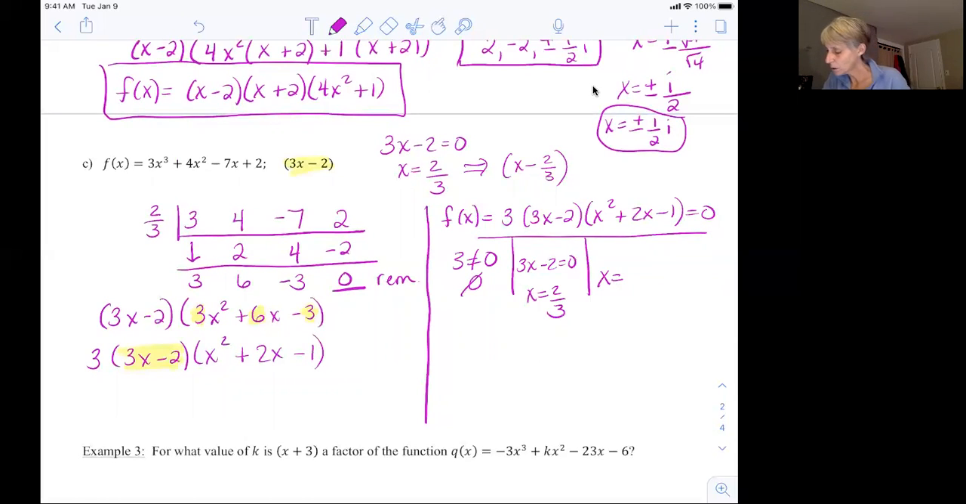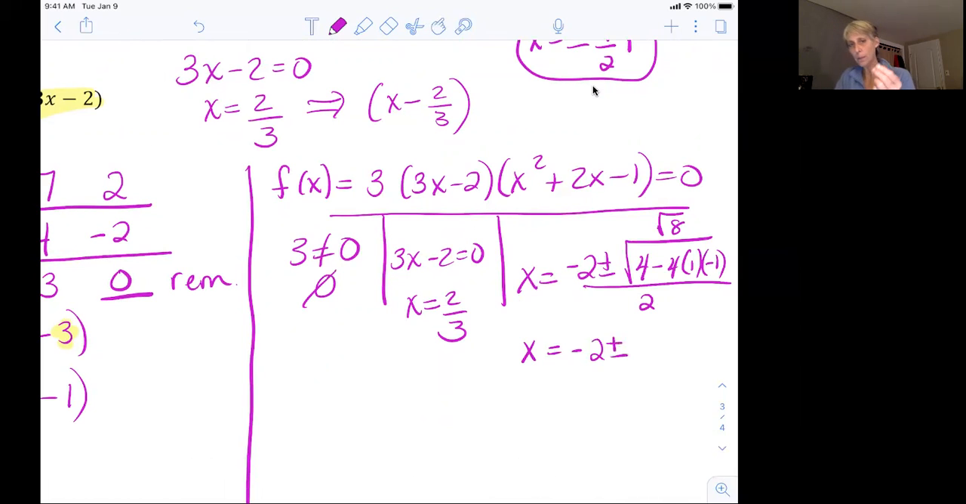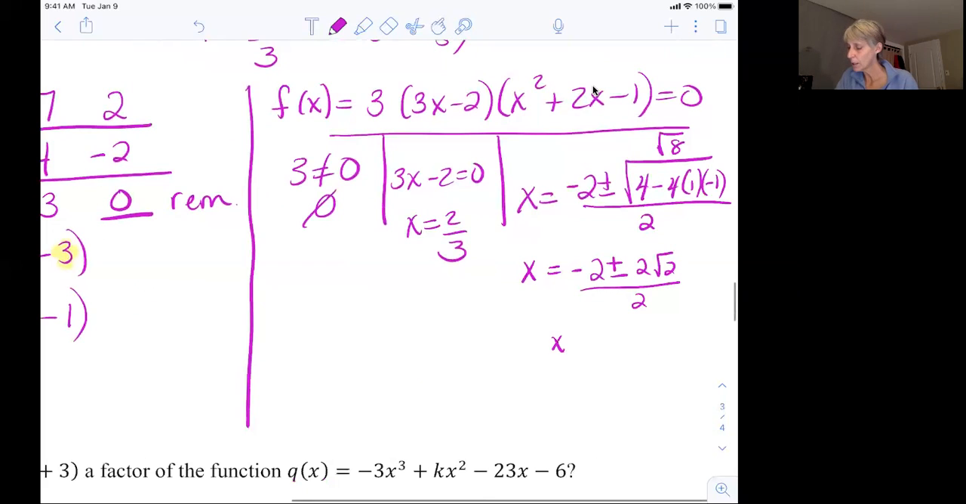So I have x equals -b plus or minus the square root of b squared minus 4 times a times c over 2a. 4 plus 4 is going to be the square root of 8. So x is going to equal -2 plus or minus, simplify that radical, 2 rad 2 over 2. You have to simplify these. So x equals -1 plus or minus rad 2.